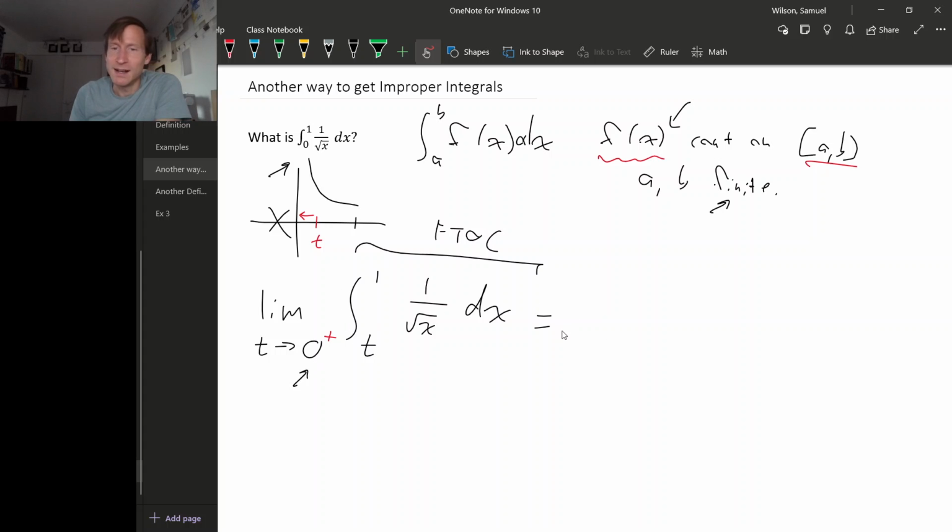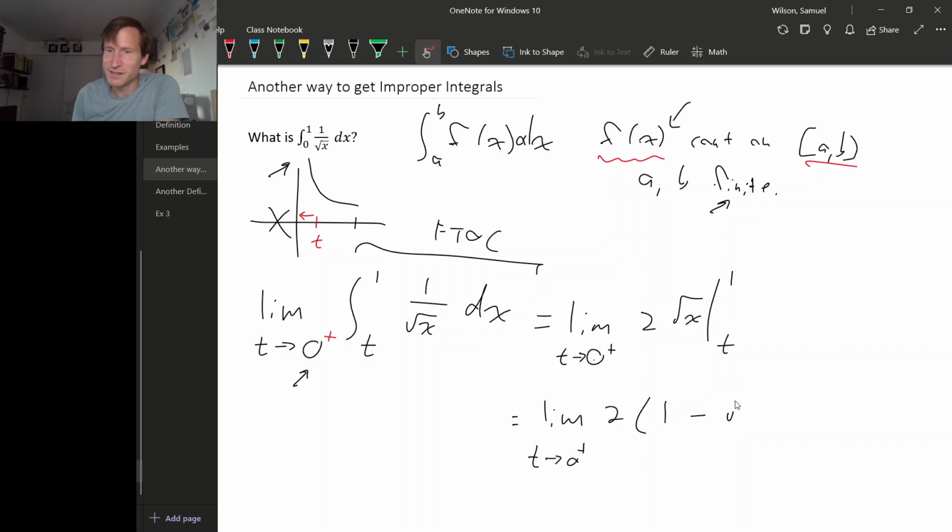Okay, now that we have done our surgery and cut away the infinite discontinuity of our function f, we can go ahead and calculate this the usual way. So limit as t goes to 0 from the right. The antiderivative of 1 over square root of x is, let's see, I think it's going to be 2 times the square root of x. And we need to evaluate it from t to 1. So this is the limit as t goes to 0 from the right of 2 times the square root of 1, which is 1, minus the square root of t.